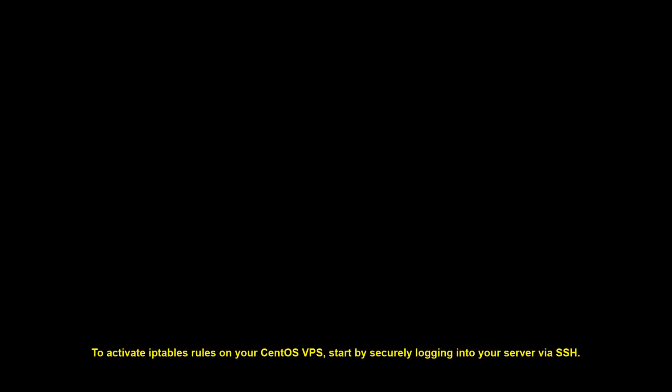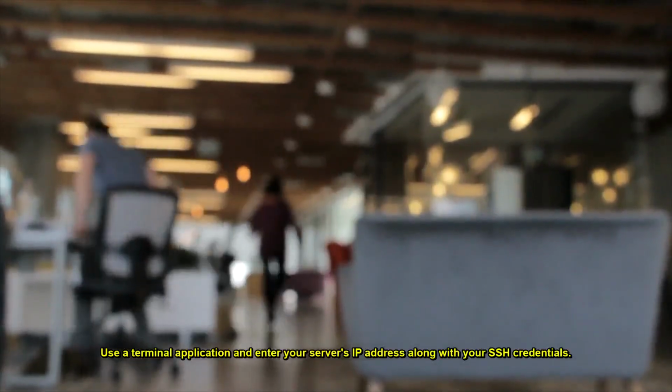To activate iptables rules on your CentOS VPS, start by securely logging into your server via SSH. Use a terminal application and enter your server's IP address along with your SSH credentials. Once logged in, check the current status of iptables by running the command sudo systemctl status iptables.